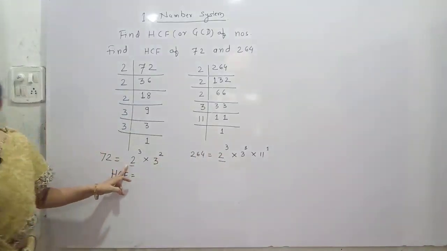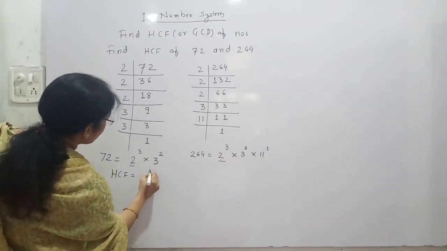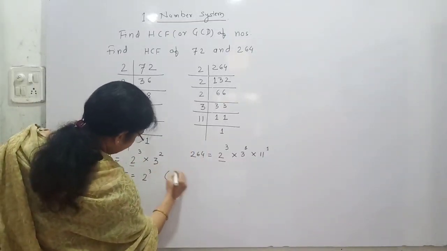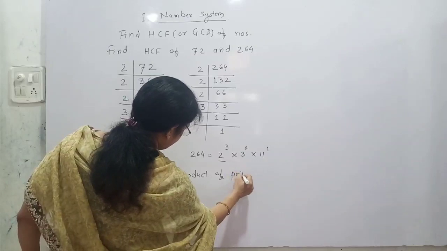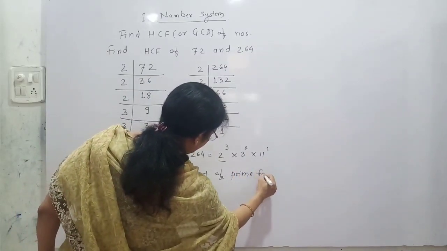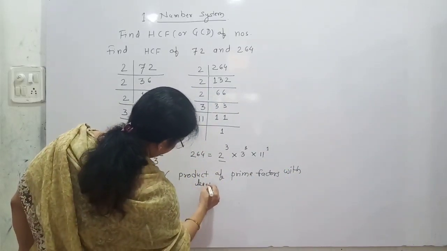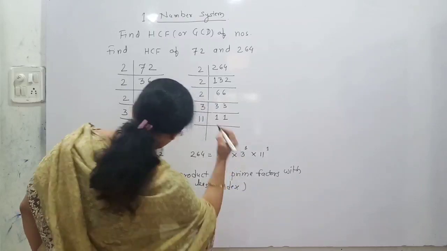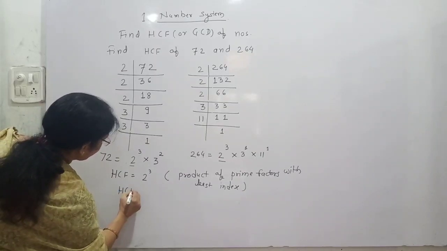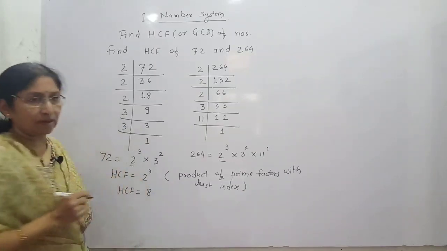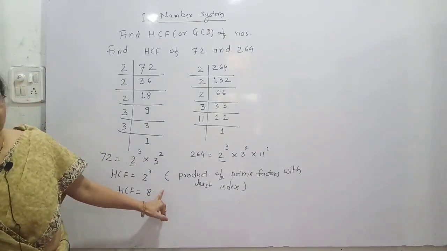So here the common factor is 2 raised to 3, with least index 3, meaning 2 raised to 3. This is the common number. So HCF is the product of prime factors with least index. So here HCF is equal to 2 raised to 3, meaning 8. Now by this method HCF is 8.